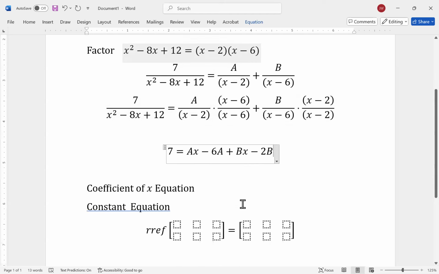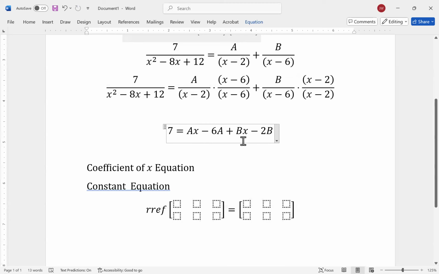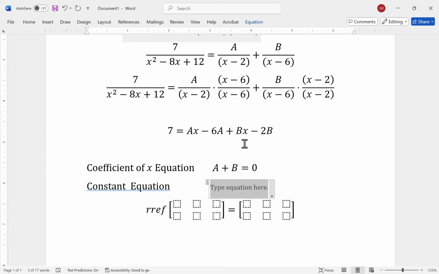Now, if I'm combining like terms, what's this mean for the x's? Well, on the left-hand side, I have no x's. Therefore, looking at the coefficient of x equation, ax plus bx better add to 0, which means a plus b better add to 0. With the constants, minus 6a minus 2b is going to have to add to 7.